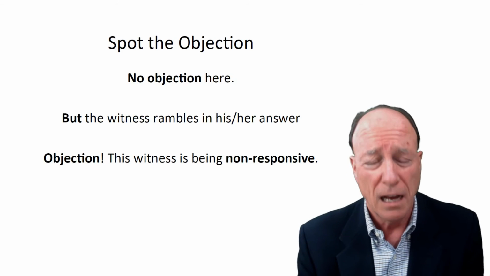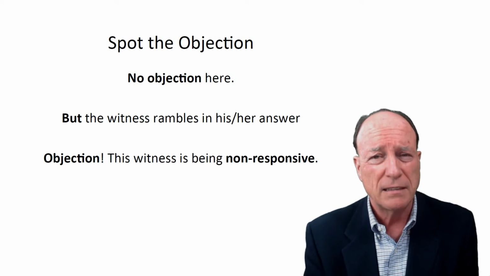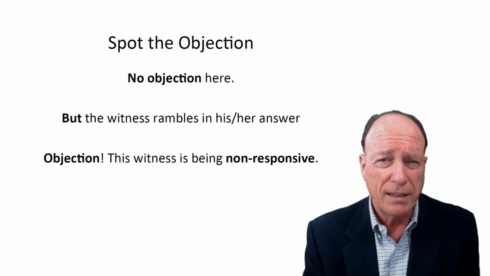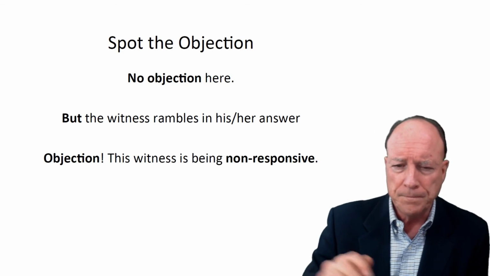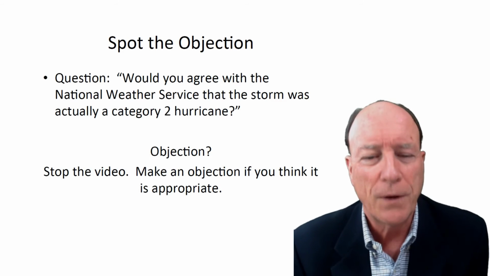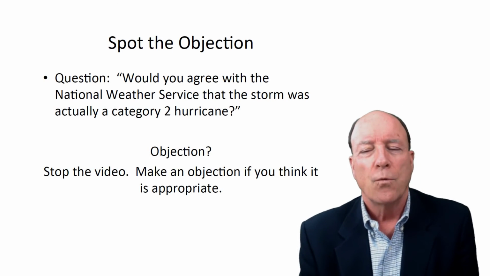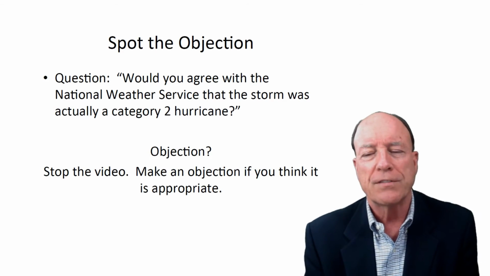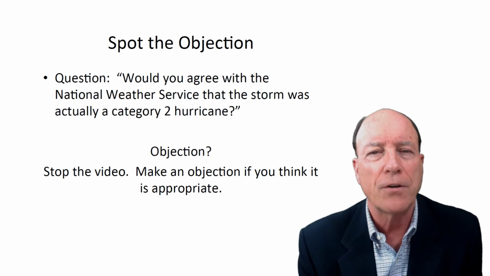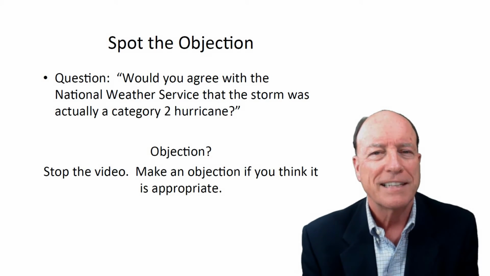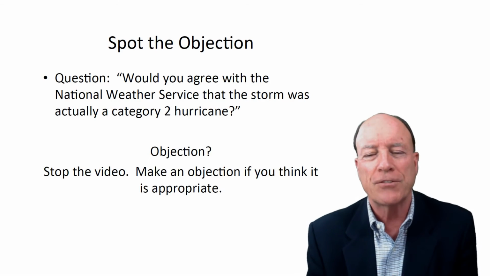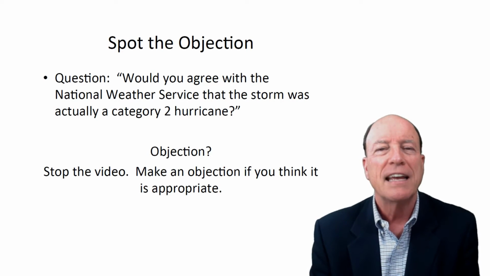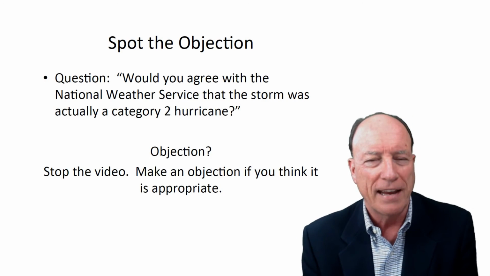And you can object to the arbitration panel and assert that the witness is not being responsive to the question that you asked. How about this question? Would you agree with the National Weather Service that the storm was actually a Category 2 hurricane? Let me repeat this beaut of a question. Would you agree with the National Weather Service that the storm was actually a Category 2 hurricane?